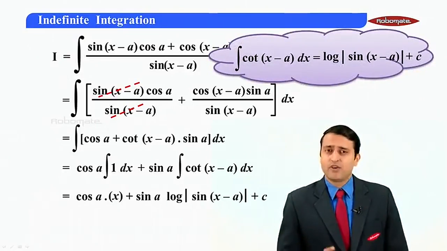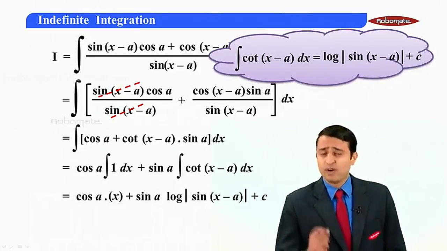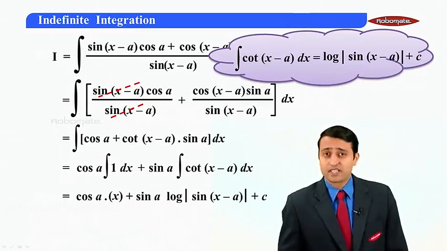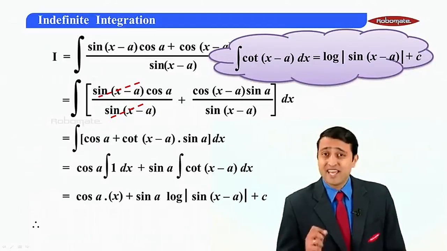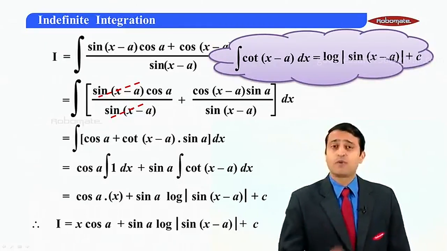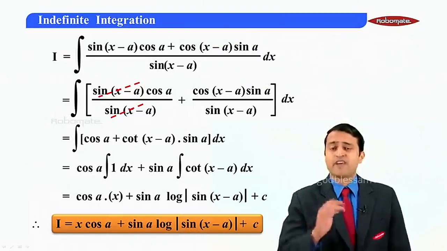Is that okay? Now integration is over. There is nothing common, nothing much to simplify. What we'll do is just rearrange this particular answer. So we'll write this as: therefore, the answer is x into cos of a plus sine a into log mod of sine of x minus a plus c. And that's our final answer.